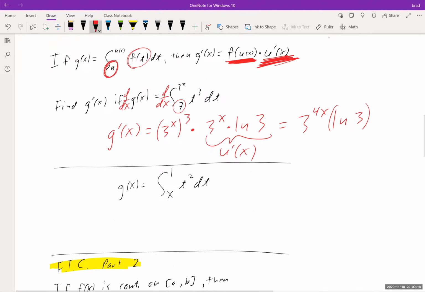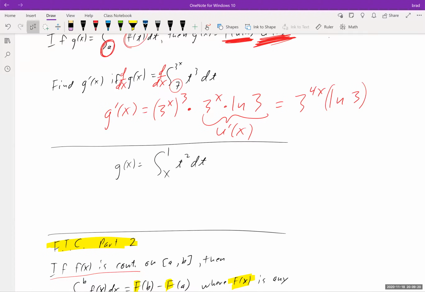Now, what if they try to confuse you? What if they do not have the lower limit of integration starting at a constant, but they still have an x? Remember, we talked about this in the previous videos. We can rewrite this as g of x equals, and you can rearrange limits of integration and go from 1 to x, but the price you pay is the negative. So I fixed that situation.